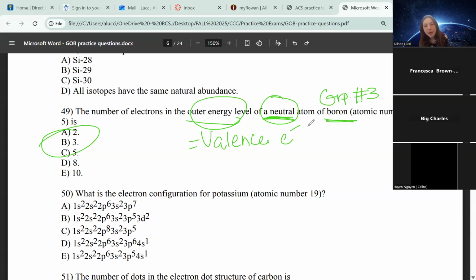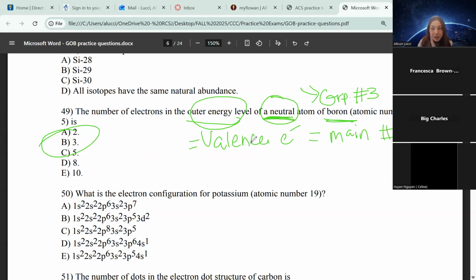So in general, anytime you're asked about the outer energy level number of electrons, that is the code name for valence electrons. And then all you have to do is look at the main group number. You will not be given any transition elements without other information, so you won't have to guess the number of valence electrons for any transition elements. So know the main group number, that gives you the valence electrons.